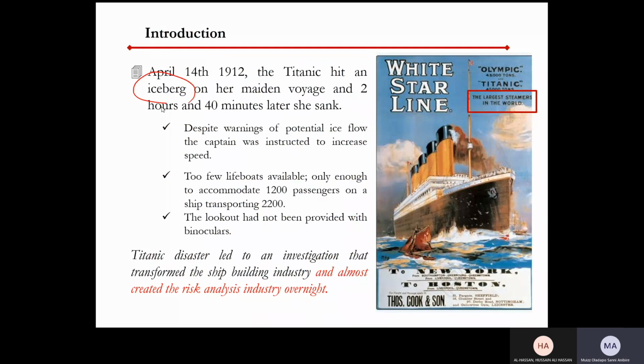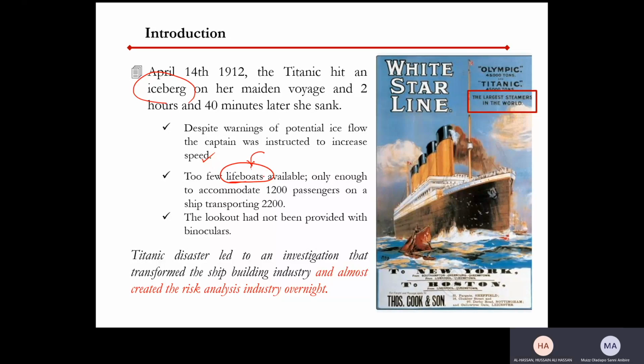Despite the fact that there were warnings of potential ice floes, the captain was instructed to increase speed, which means that even though he had warnings to take precautions, he continued to increase the speed. Also, on the ship, they made very few provisions for lifeboats because they did not assume or think that there was going to be an accident or that the ship could sink. So they did not really take any precautions. They didn't take it seriously.